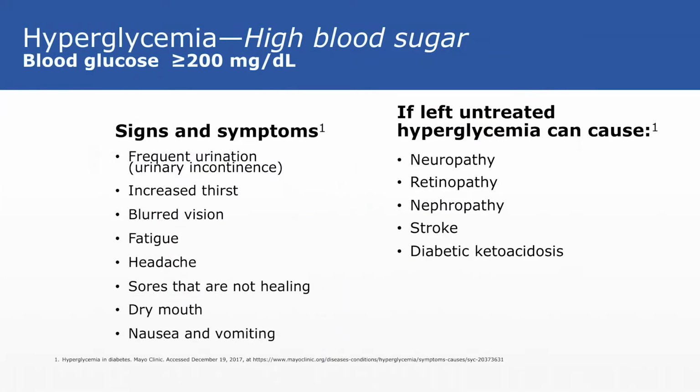When blood sugar levels rise above 200 milligrams per deciliter, a patient has hyperglycemia. Common signs and symptoms include frequent urination or incontinence, increased thirst, blurred vision, fatigue, and sores or wounds that are not healing. If left untreated, hyperglycemia can lead to severe consequences such as permanent nerve damage, vision loss, kidney failure, stroke, and diabetic ketoacidosis, otherwise known as DKA.